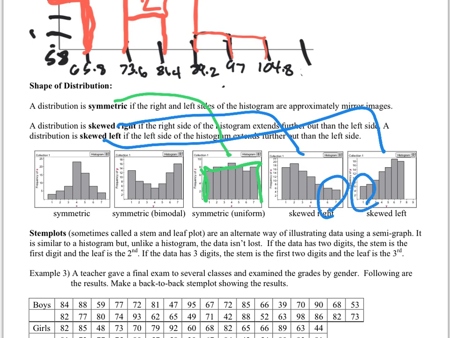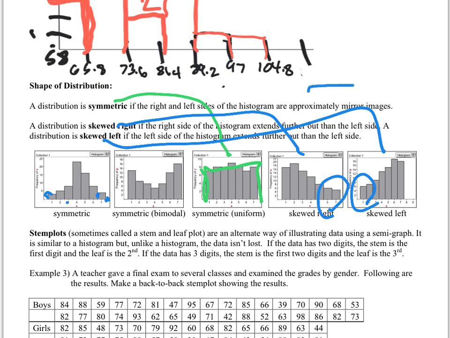Now, would you think that maybe the first one also looks like it could be skewed? Yeah, but is that tail farther out than this tail? It's not really that far out. This may be narrower, and that's exactly why they still call it symmetric. It's still symmetric because the tails are about the same on each side.